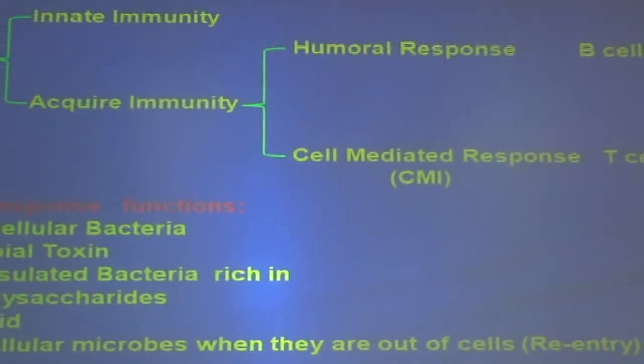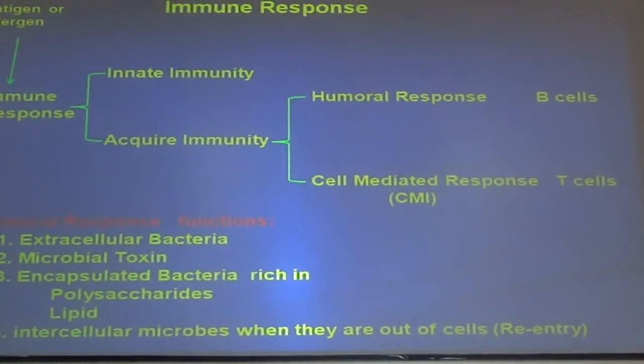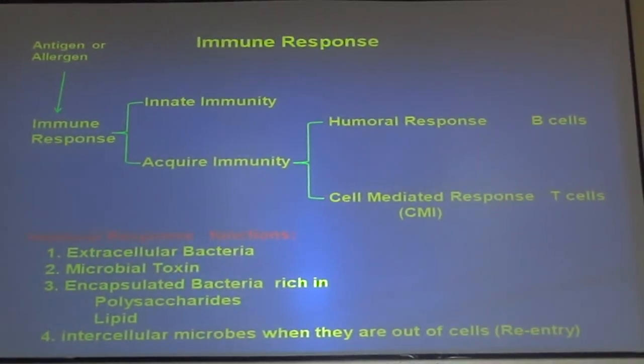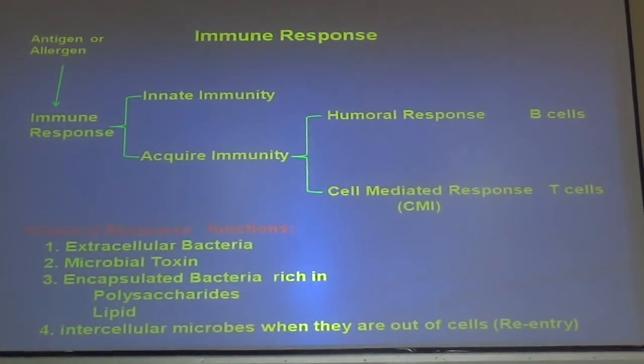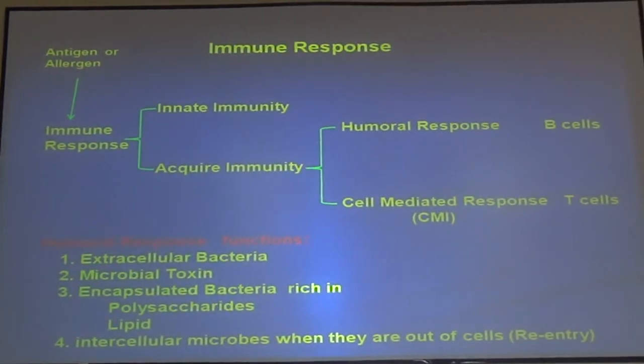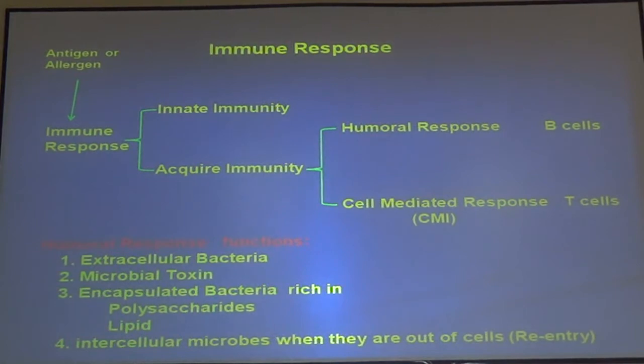The other thing that humoral immunity does is stop re-entry of the intracellular pathogens. For example, the intracellular ones we mentioned, whenever they go to the host, they go inside the cells. As long as they are inside the cells, humoral immunity cannot do anything. It is the job of cell-mediated immunity to kill them. But sometimes when the pathogens are inside the cells, they kill the cells and come out and go to other cells. When they come out, humoral immunity captures them and neutralizes them. So you understand what re-entry means.